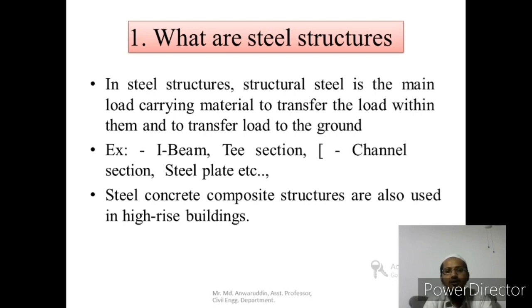Again, only steel is used as the structural member as well as the connecting media. For constructing a steel structure, we can use different types of sections as structural members, that is I-beams, T-sections, channel sections, angle sections, bars, etc. And one may go for composite steel-concrete structures for high-rise building purposes.